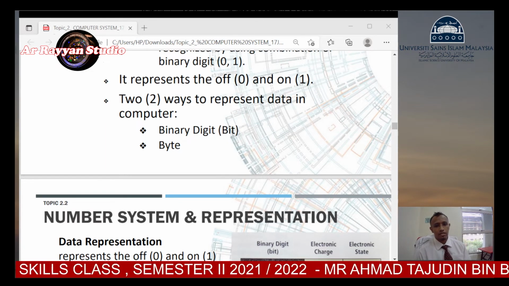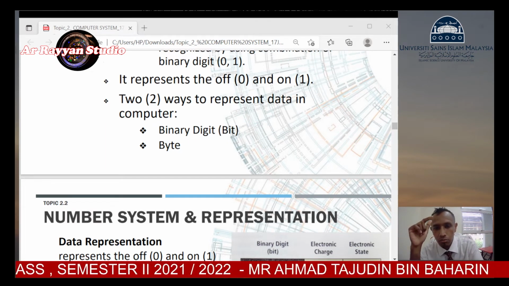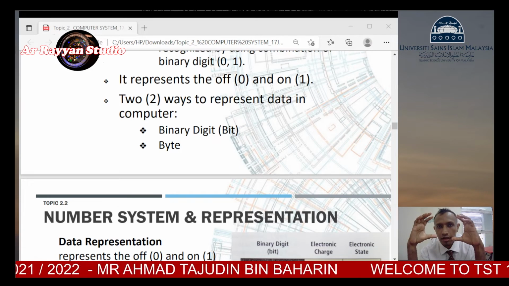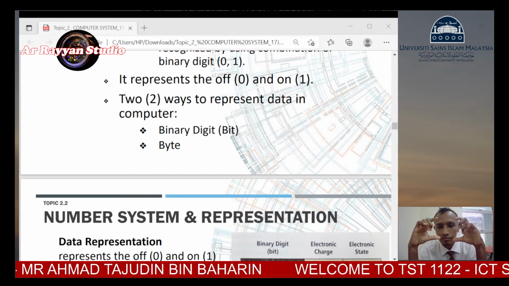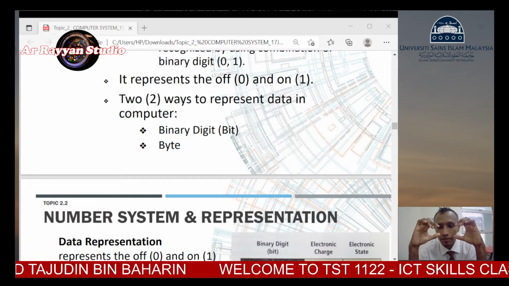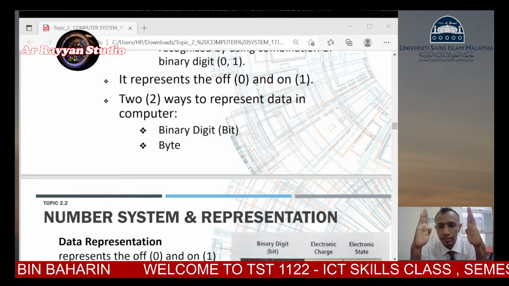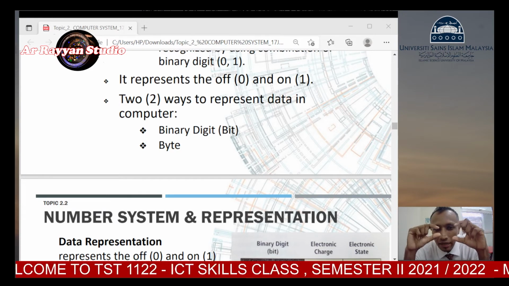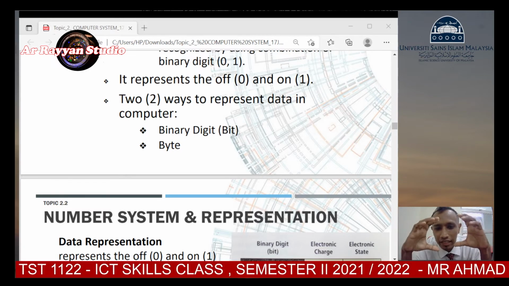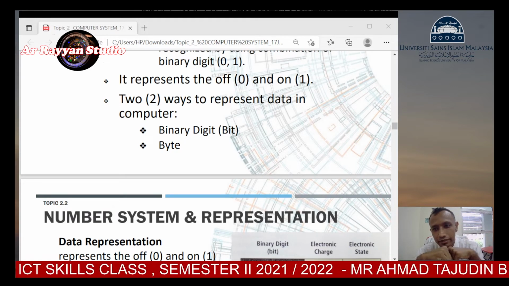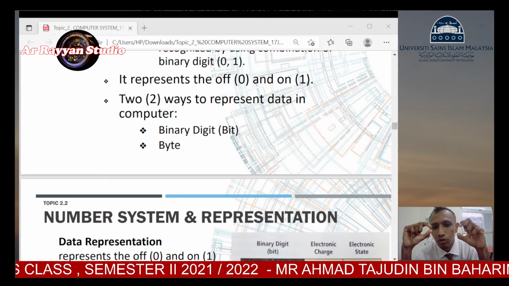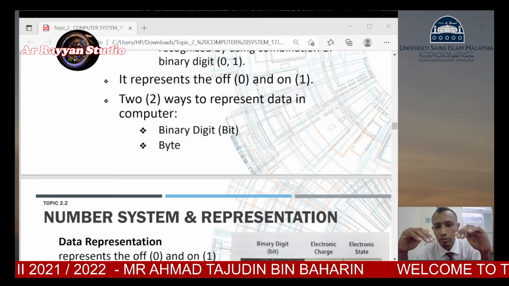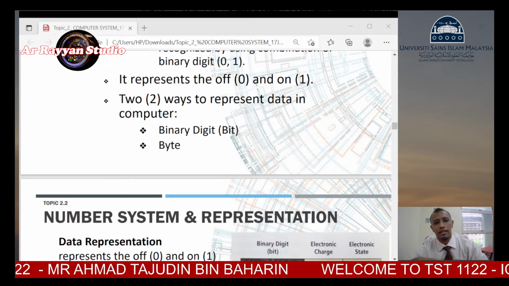Okay, binary digit is kosong dengan 1 lah. So byte ni adalah kumpulan pada binary digit, satu kumpulan yang terdiri dari 8 bits yang dikumpulkan sekali, itu dikenali sebagai byte. 8 nombor 01 yang dikumpulkan sekali, itu dikenali sebagai byte. Okay?